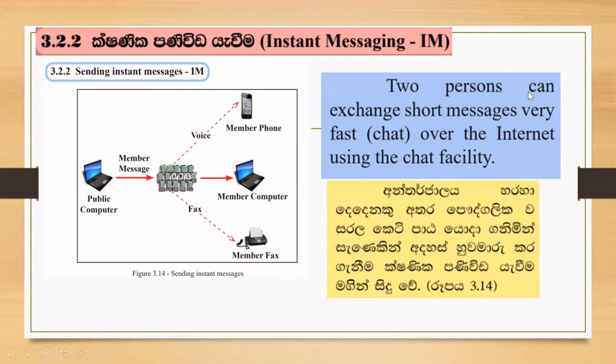Therefore two or more persons can exchange short messages. That word is very important: short messages, very fast, that is important, and over the internet. So over the internet is very important. Those are the keywords for this definition. Therefore you cannot miss any one of these words, and you have to create this definition by using those keywords, right?